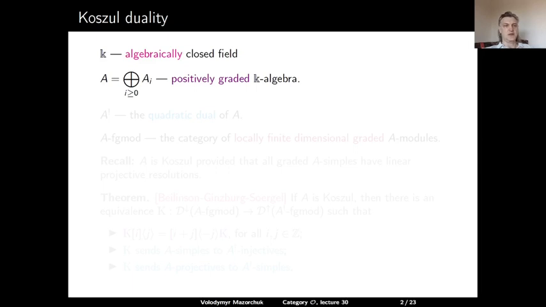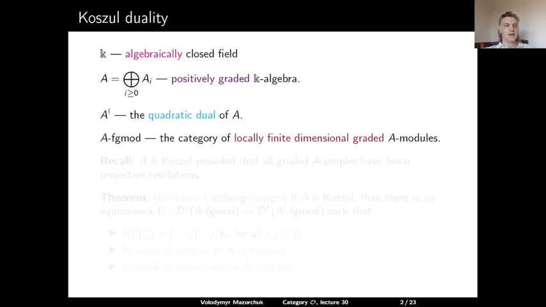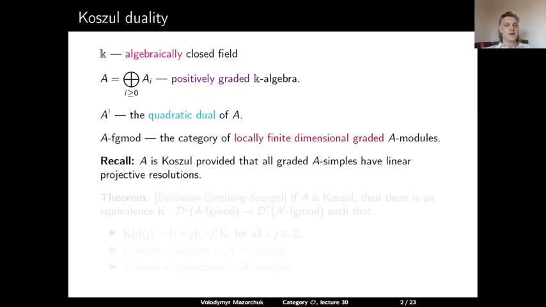So here the zero component is semi-simple and all components are finite dimensional. Let A shriek denote the quadratic dual of A, and A-FG-mod the category of locally finite dimensional graded A-modules. Recall that a positively graded algebra A is called Koszul, provided that all graded simple A-modules concentrated in degree 0 have linear projective resolutions.